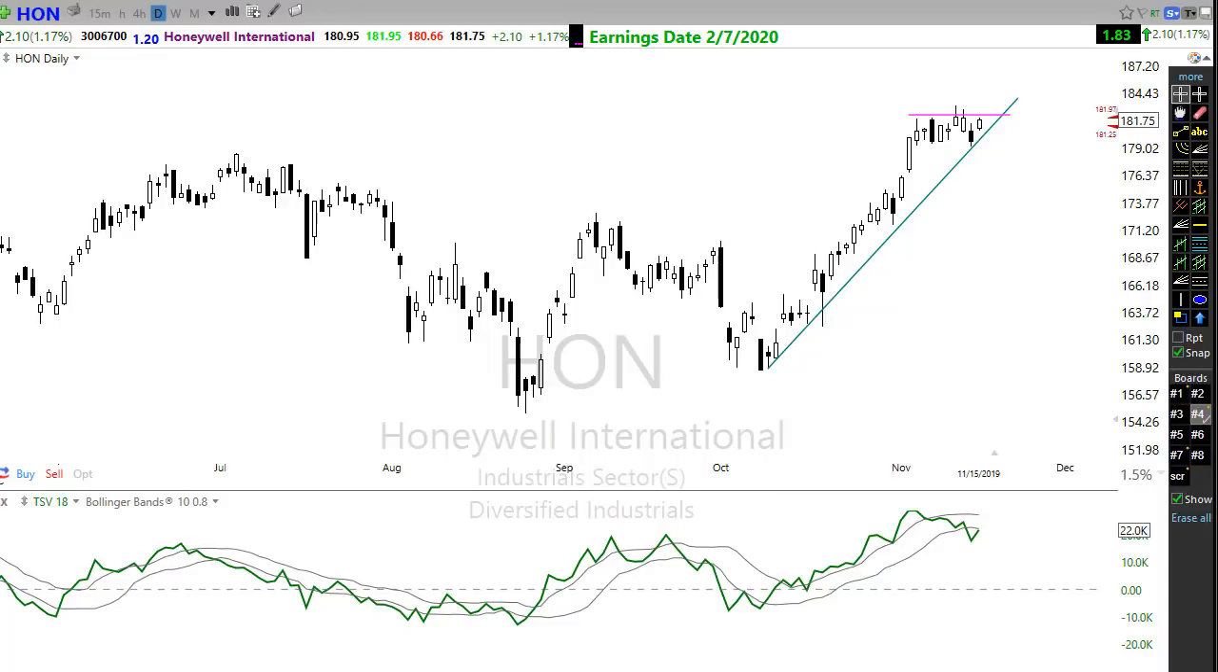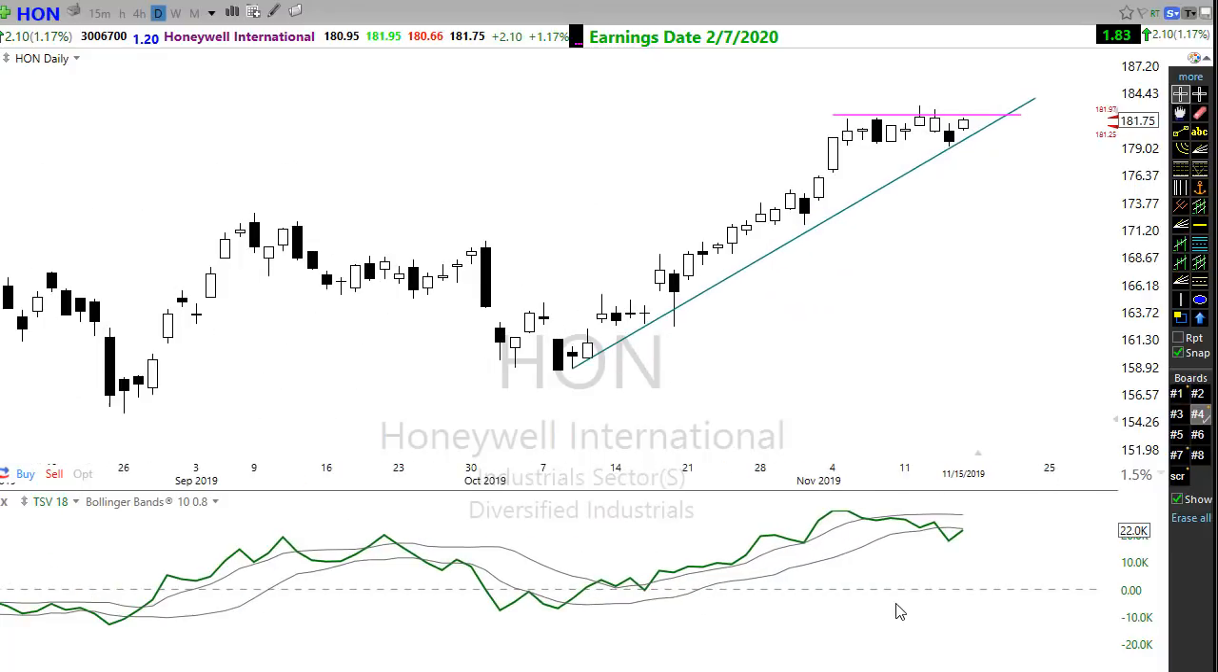Now, what we found when we were messing around with this stuff, and that's really what playing with indicators is all about, you just keep messing with them. You keep trying to pull something out of them that no one else has seen. And he dropped a TSV inside and wrapped a Bollinger band around it, a 10.8 standard deviation Bollinger band. Now notice what this shows us. When we cross out of the 10.8 Bollinger band, we have positive accumulation going on.